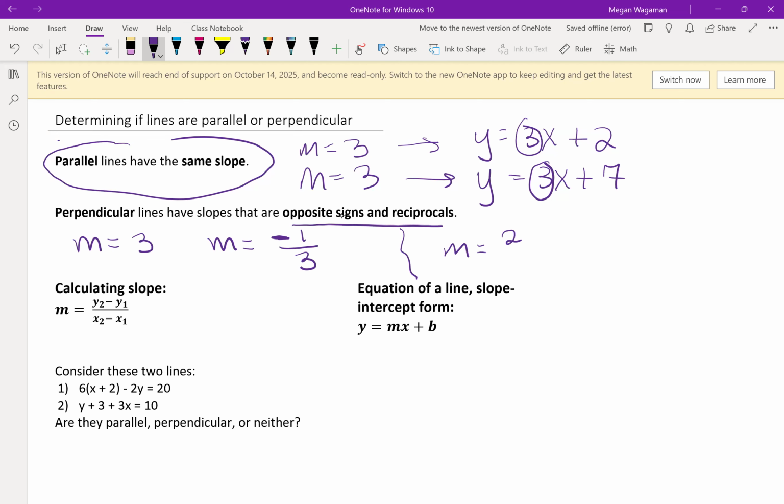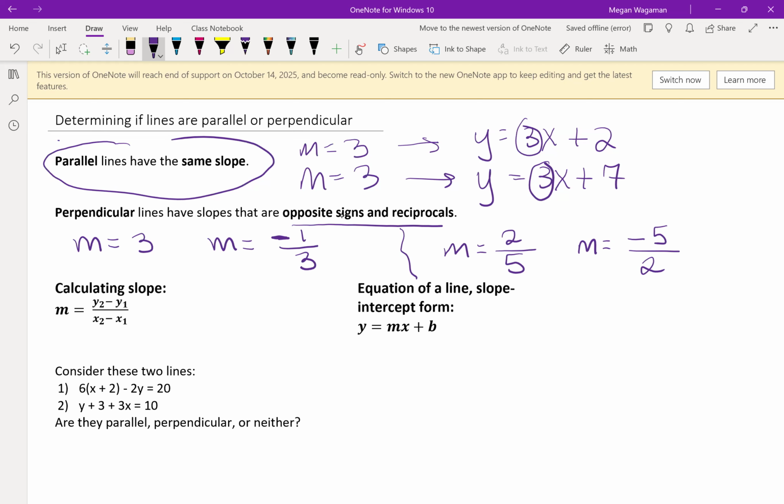If we had something like 2/5, to be perpendicular, it would be a negative, and we would flip that fraction. It would be 5 over 2. So that's the idea. If they're the same slope, they're parallel. Opposite and reciprocal slopes, they're perpendicular.